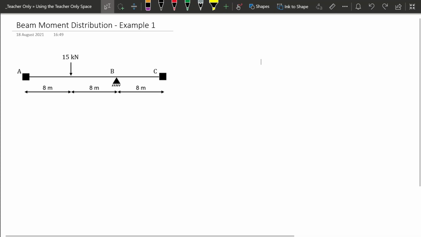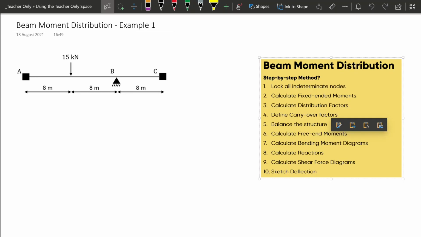As with everything with the beam moment distribution, we're going to follow these 10 steps so you learn a little bit of everything that needs to be learned on this topic. So as it says here, the first thing we need to do is to lock all indeterminate nodes. In this case, the only indeterminate node we have is node B, because it's the only one where we don't know either the bending moment or the rotation. At A and C, we know the rotation has to be 0, and therefore they're not indeterminate nodes.